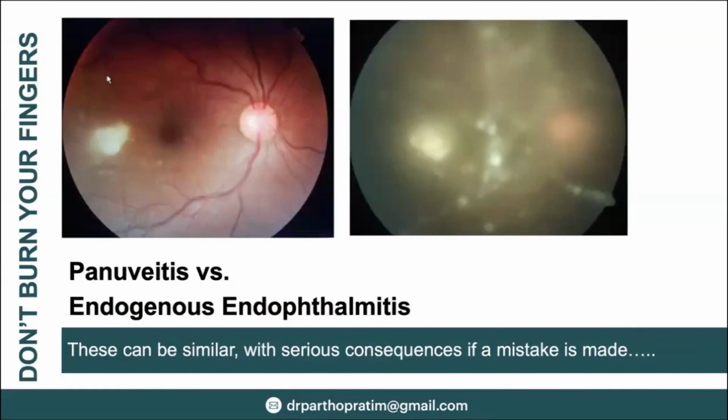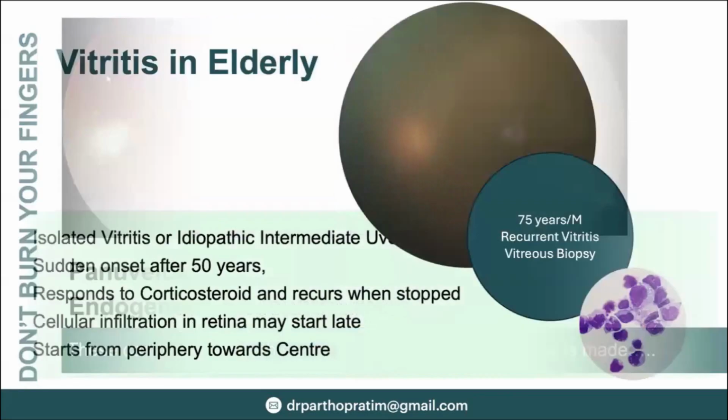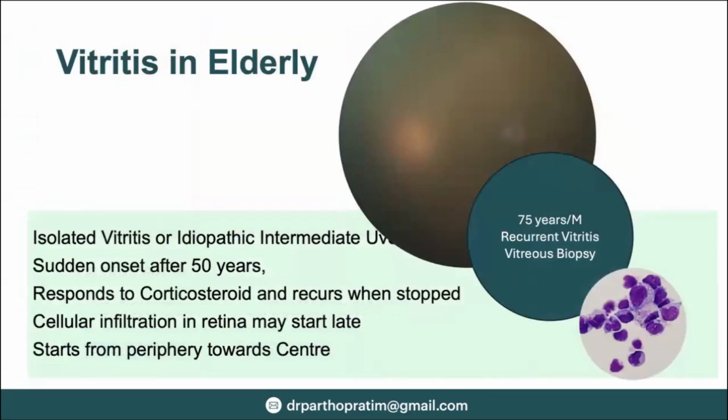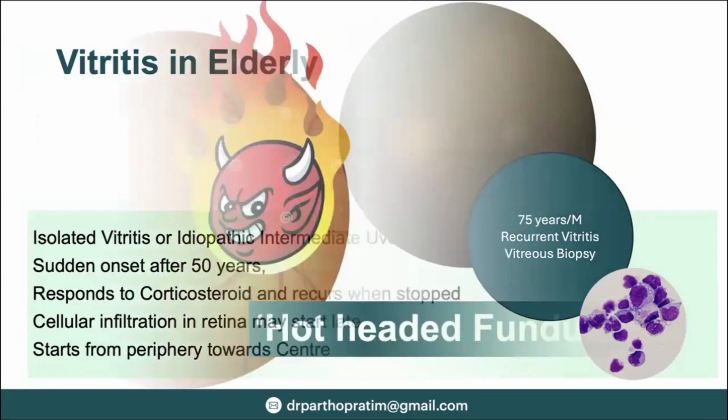So why am I talking about this? Because you need to understand that panuveitis and endogenous endophthalmitis can have a similar clinical presentation, and you can burn your finger if you mistake them and treat them wrongly, because the treatment is almost paradoxical in nature. Now, another important point, you have to understand that vitritis in the elderly can sometimes be an early sign of lymphoma. So you have to treat them properly. This kind of vitritis always responds to corticosteroid and recurs when it is stopped.